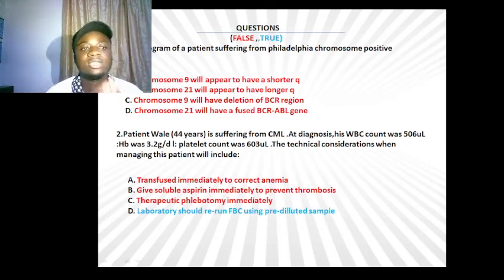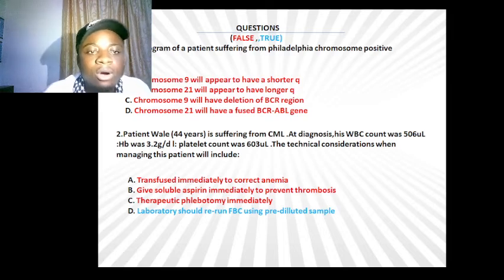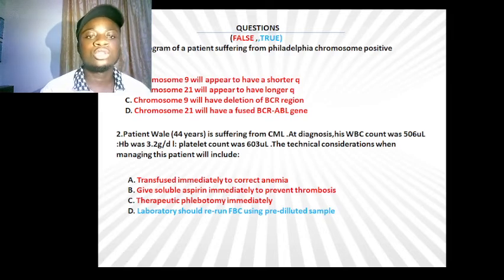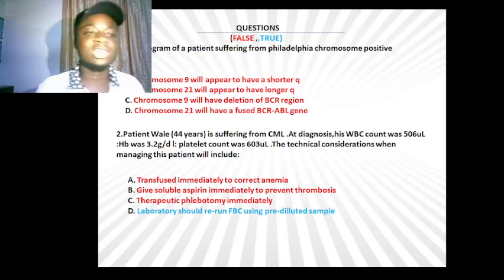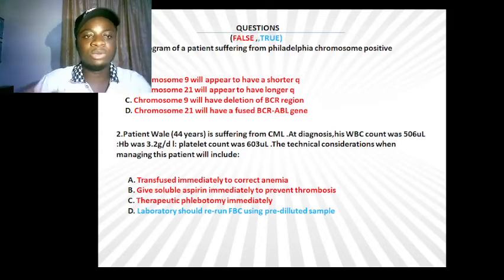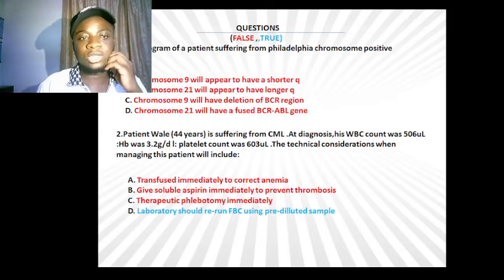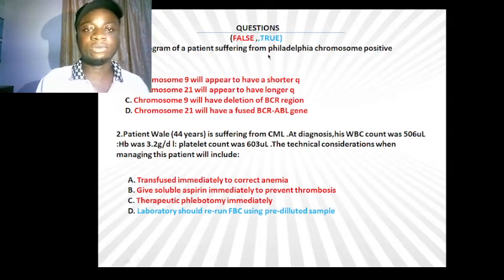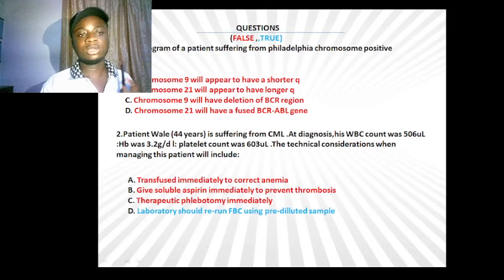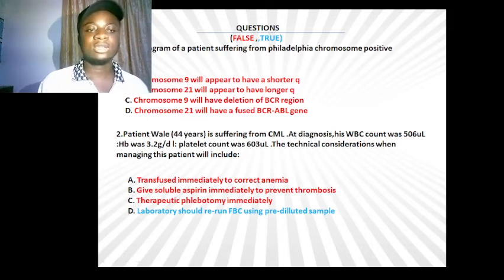The first question says the karyogram of a patient suffering from Philadelphia chromosome positive. After cytogenetics, what they get is the karyogram, which shows the arrangement of the chromosomes, where the translocation actually occurred. So A: chromosome 9 will appear to have a shorter arm. This one is not true, that's why it's in red. Chromosome 9 will not appear to have a shorter arm.